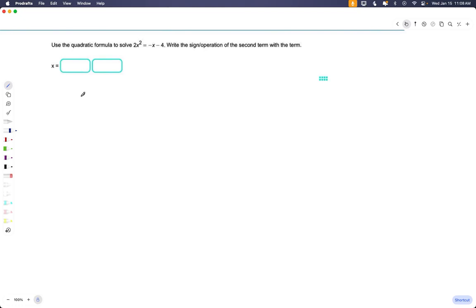All right, so we're going to use the quadratic formula to solve this, but we've got to get it in the right order, right? So we're going to add x and add 4 to both sides. So that's going to give us 2x squared plus x plus 4 is equal to 0. So then our a is equal to positive 2, our b is equal to positive 1, and our c is equal to a positive 4. So now we can apply the quadratic formula.